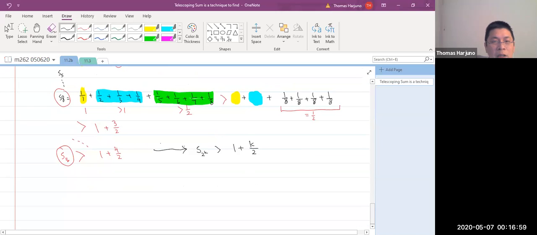Now the thing is, this 2 to the kth partial sum is greater than 1 plus k over 2, such that when you apply the limit as k goes to infinity, S_n will go to infinity because it's bounded below by infinity.